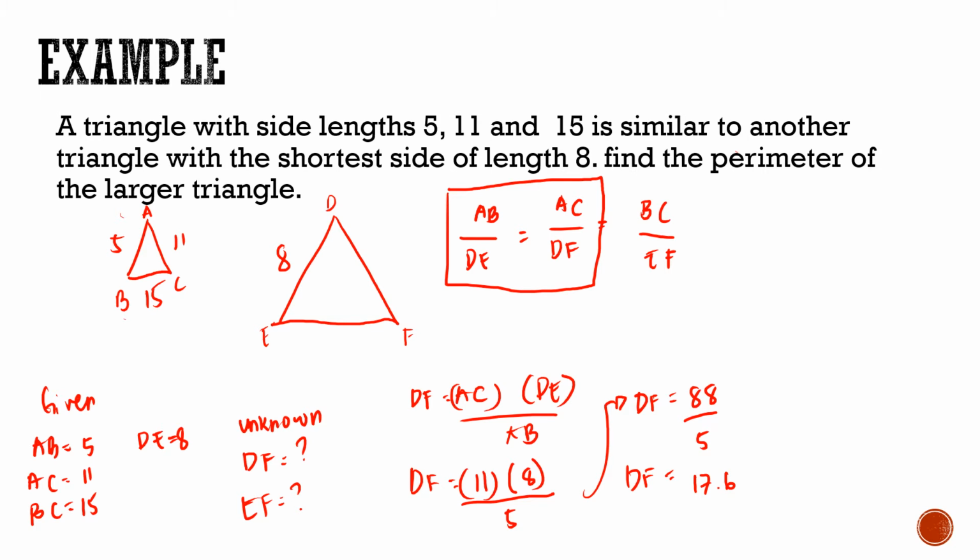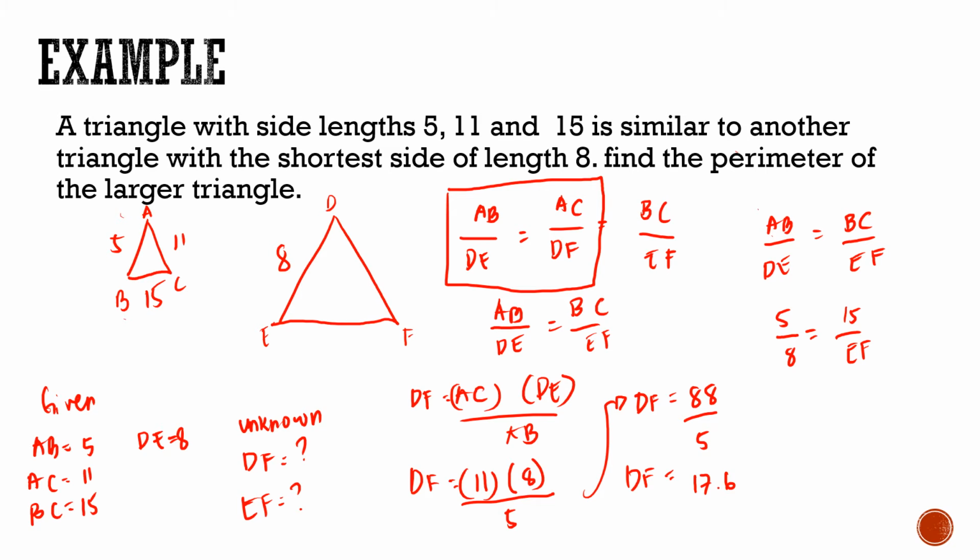The other technique that I'll be showing you is to find EF. You can apply this also in finding DF. So for EF, I will be using AB over DE is equal to BC over EF. So we just simply substitute the given. So AB is 5 over DE is 8 is equal to BC, which is 15, over EF, because that is the unknown.